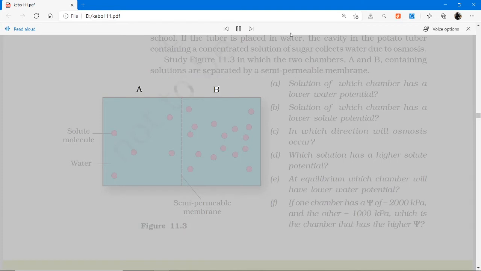Figure 11.3. Chambers A and B, solute molecule, water, semi-permeable membrane. A. Solution of which chamber has a lower water potential? B. Solution of which chamber has a lower solute potential? C. In which direction will osmosis occur? D. Which solution has a higher solute potential? E. At equilibrium, which chamber will have lower water potential? F. If one chamber has a psi of 2000 kPa, and the other 1000 kPa, which is the chamber that has the higher psi?